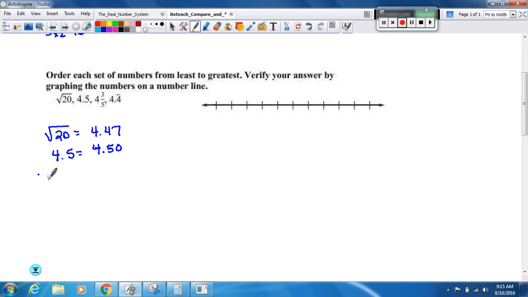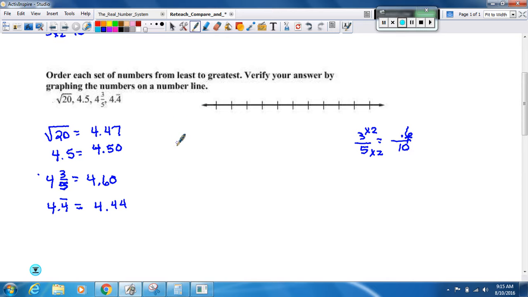4 3/5 is the same as 4 and 3/5. You can make the 5 become a power of 10 by multiplying it by 2. You multiply the bottom by 2, you have to multiply the top by 2. So 3 times 2 is 6. So 0.6. So that's $4.60 there. The next one, 4.4 repeating. That's like $4.44.